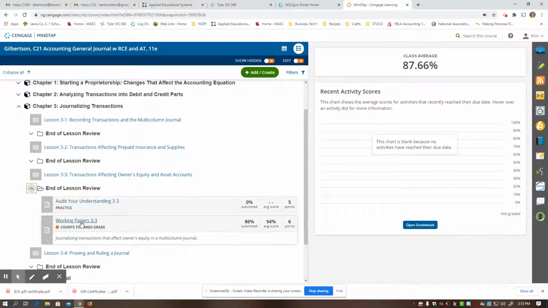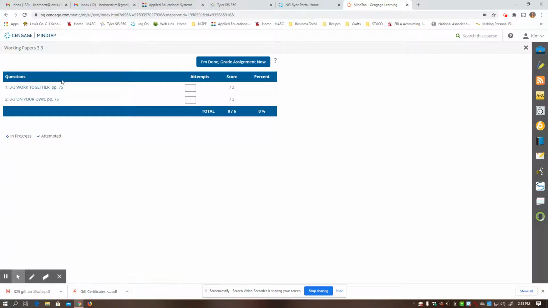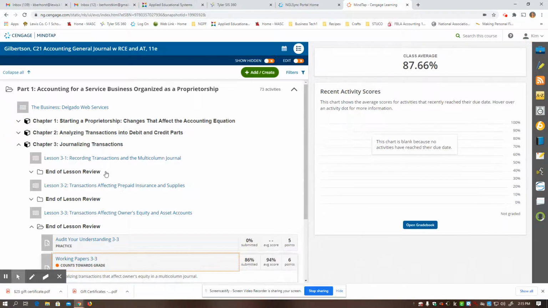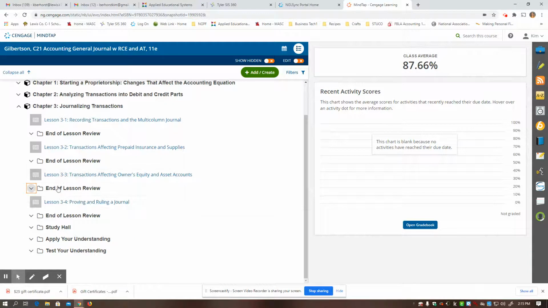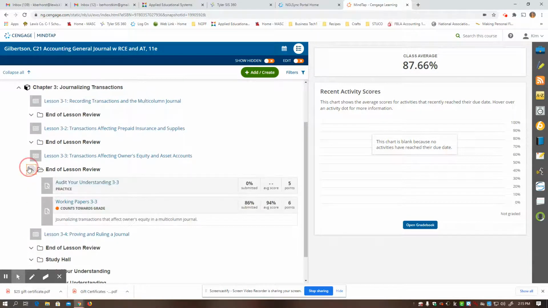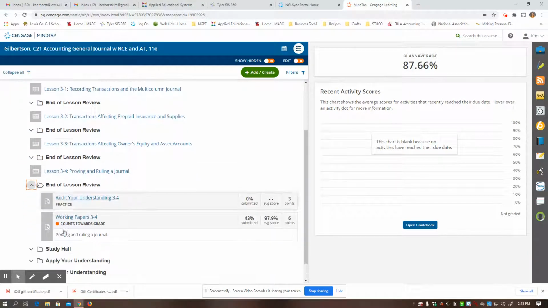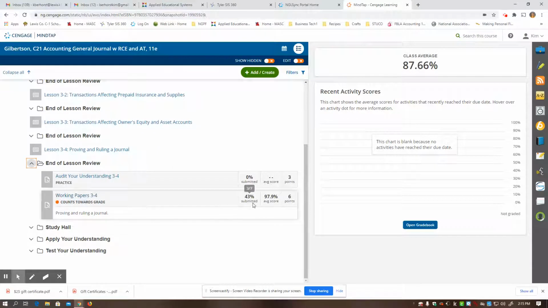You should have the audit or the working papers 3-3 done. The work together and the on your own, you should do both of those. You should have done them. Mrs. Winters said that she went through those. There's the 3-3. And then down here at the bottom, the 3-4, same thing. Working papers. Only 43% of you have submitted. 3 out of 7. Come on, guys. We need to get that done.